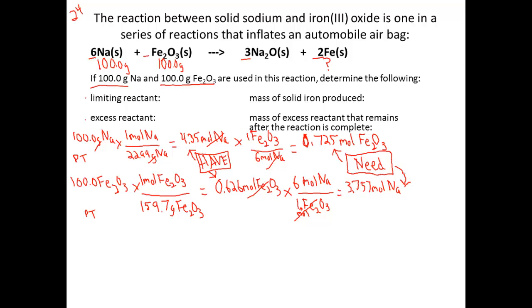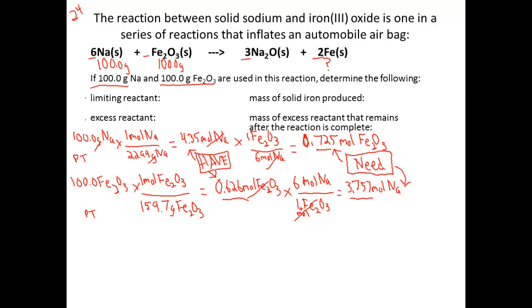So the question becomes, if you have 4.35 moles of sodium and you need 3.75 moles of sodium, do you have enough? 4.35, 3.75, so you have enough sodium in order for this reaction to work. Now, if you have 0.626 moles of iron oxide, and you look up above and you need 0.725 moles of iron oxide, you do not have enough. You have this much, you needed more in order for this to work.